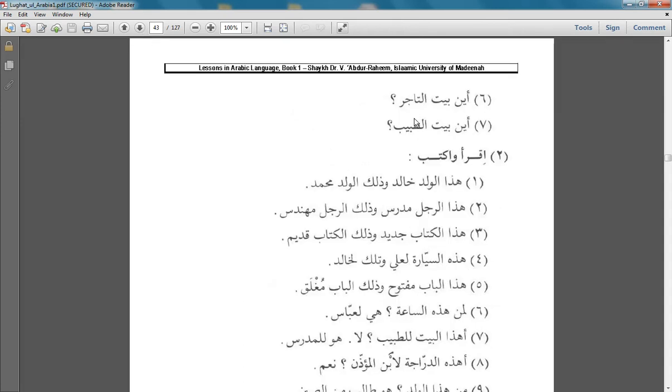أين بيت التاجر? Where is the trader's house? أين بيت الطبيب? Where is the doctor's house? اقرأ واكتب. Here it is reading and writing, and we'll translate also.